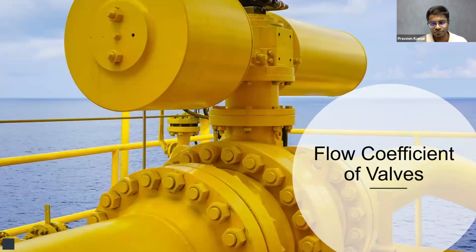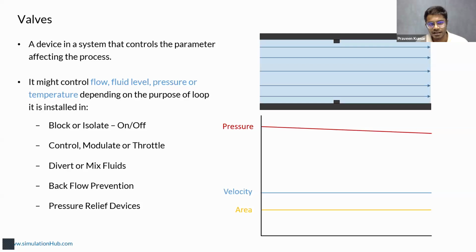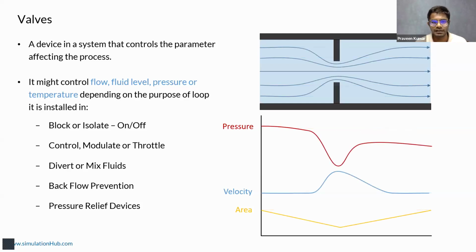We have a wide set of audience joined today. Some might be familiar with valve terminologies and things, some might not, so I'll start with this to bring everyone onto the same page. So what is a valve? Valves are devices that change or restrict the flow area to bring control over flow, pressure, fluid level, or temperature. It does this by varying the flow area. So the pressure goes down, velocity goes up, as the area changes.